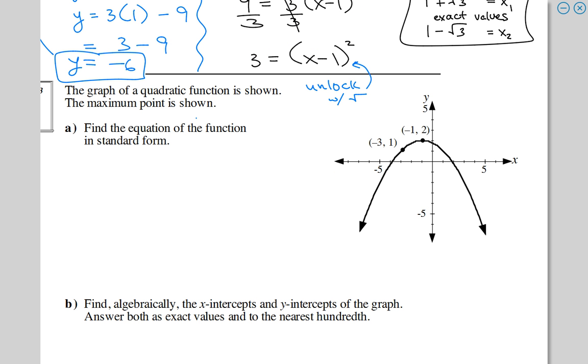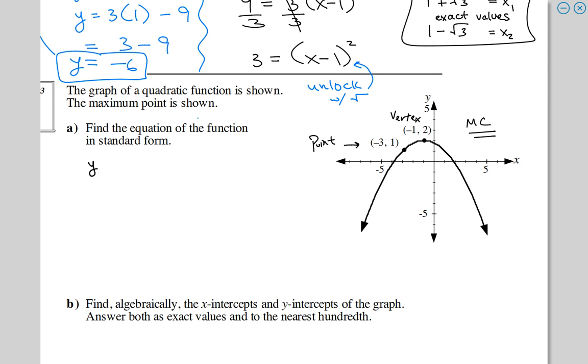All right. This looks like a multiple choice question. This one here looks almost identical. What did they give you? They gave you a random point, and they gave you the vertex. So if you ever are given the vertex and a point, then you're going to start with the vertex form.